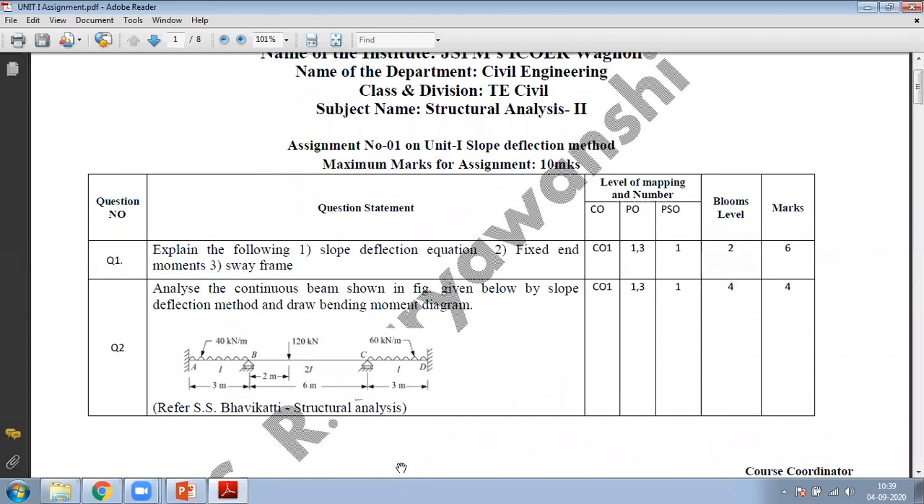For each unit the assessment will be based on 1 unit test of 15 marks and 1 assignment of 10 marks. Means for each unit the weightage will be 25 marks. If you have any doubt you can ask. So this assignment I will provide, as well as I will share the PPT after the afternoon session.